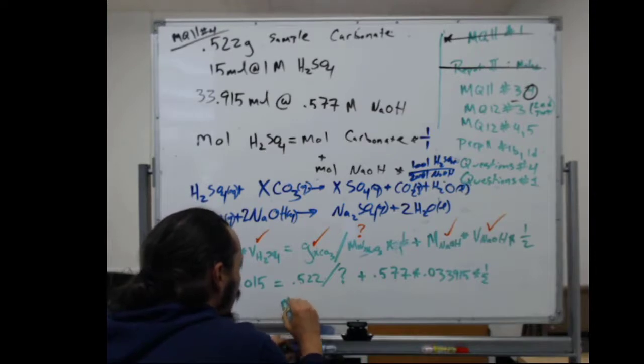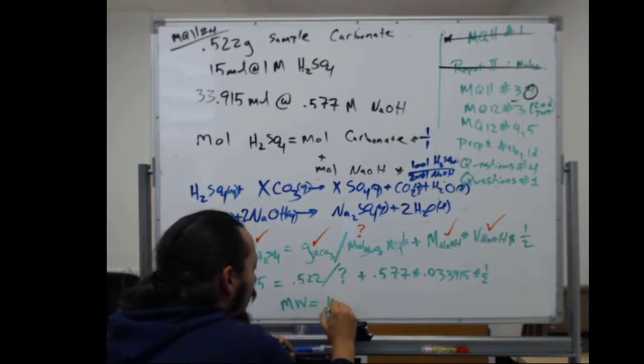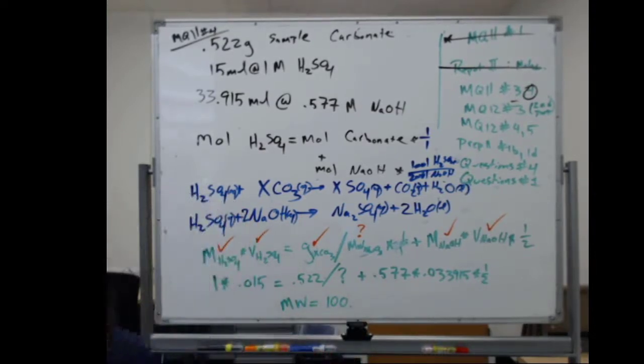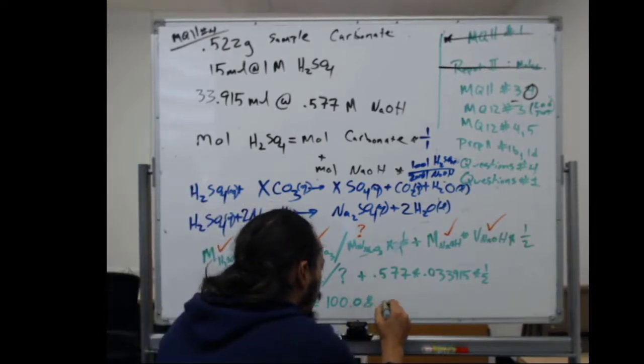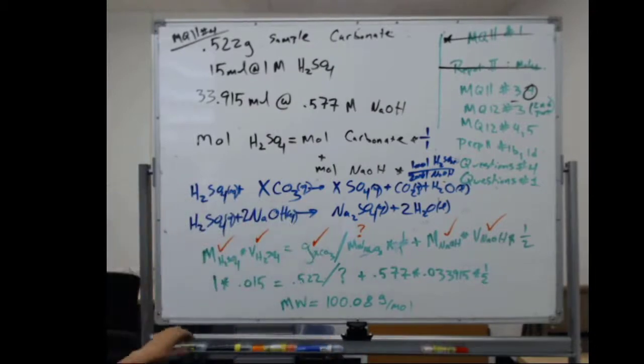The value I get is that my molecular weight is equal to 100.08 grams per mole. And once we get that value of 100.08 grams per mole, we say, okay, well, what carbonates could that possibly be? What unknown carbonates? And, you know, it's kind of hard to tell right off the bat.